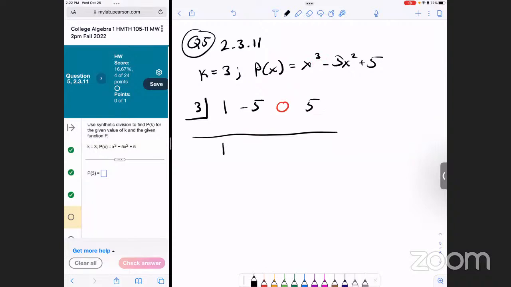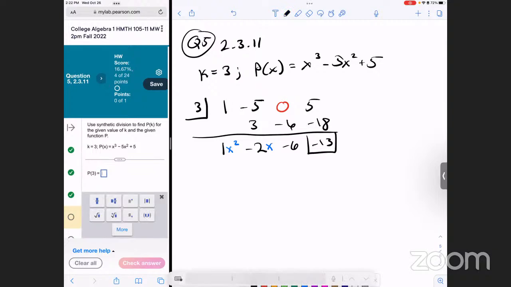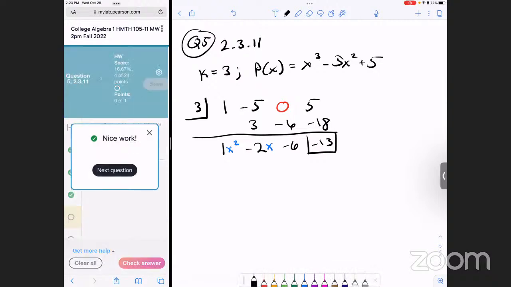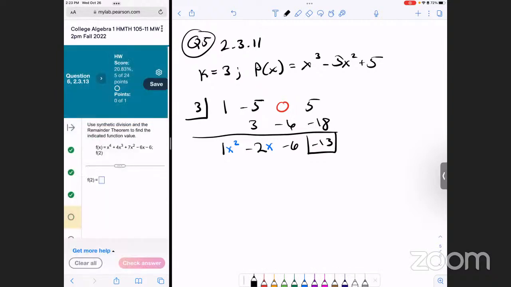The first term just comes down. 3 times 1 is 3, -2, -6, -6, -18, -13 is our remainder. Okay. So since we started with a degree 3, this is now a degree 2. And let's submit that result. So then the result is negative 13. So then P of 3 should be negative 13. Okay, so it was the remainder theorem. You could have also just evaluated, plugged in that 3 and gotten a result as well.